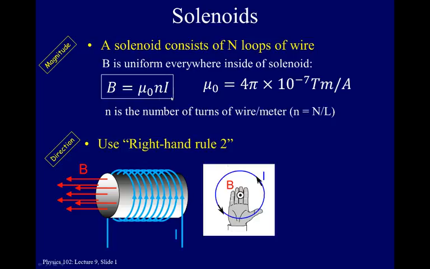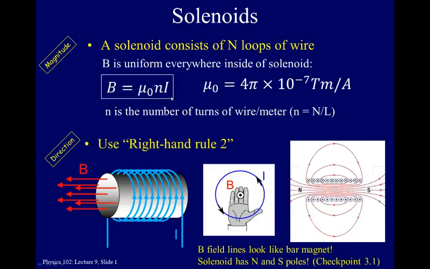Alright, now what the field looks like inside and around the solenoid actually is a field from a bar magnet. That was the answer to one of your checkpoints. And that bar magnet is oriented like so, and I'll show you how to find that using right-hand rule number 2 on the last slide.